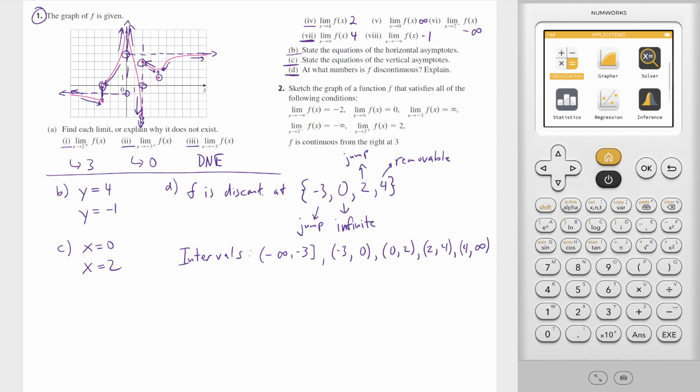Actually, I realize there's one change I'd like to make, because right here at 2, that point is filled in, so we'll make that a square bracket. We'll make that 2 inclusive. On the quiz, I'm not too worried about whether you have it as inclusive or non-inclusive at those endpoints, if the circle's filled in or not filled in. But you should be able to identify the intervals on which a function is continuous. All right, so that's going back to number 1.